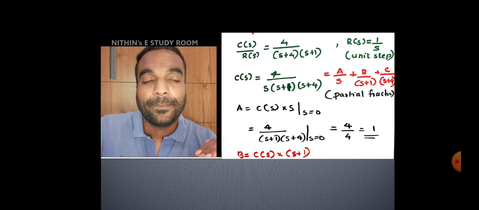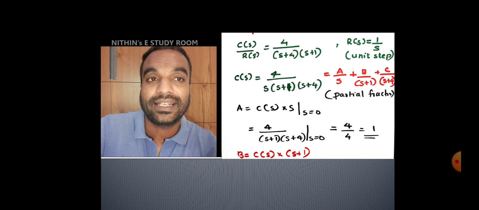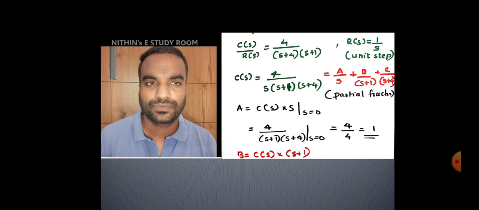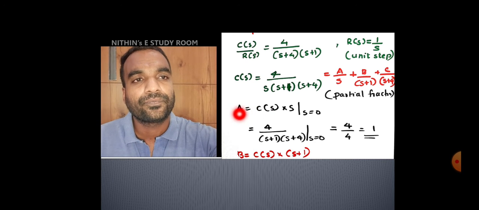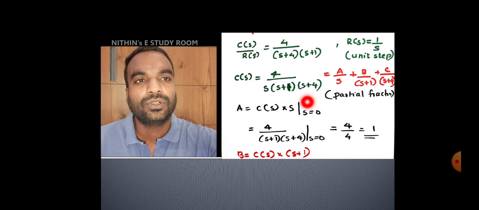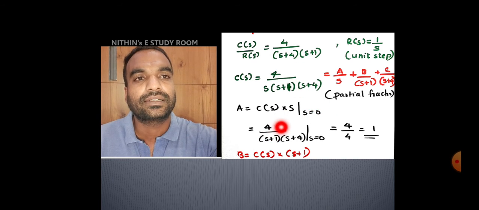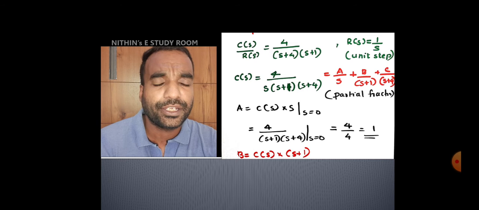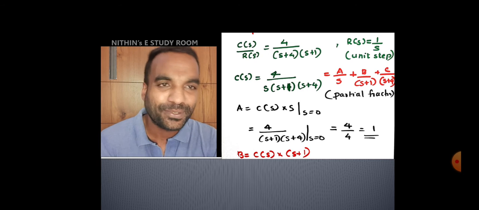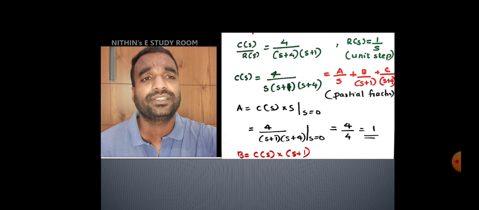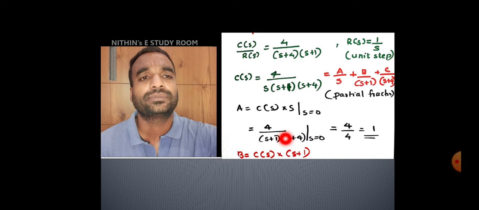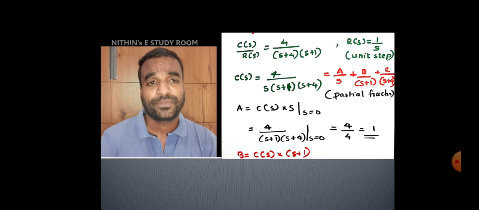For finding A, multiply A's denominator, that is s, with the entire C(s) and put s equal to 0. That's all. From now onwards, we will be doing it like that. So A equals C(s) into s, put s equal to 0. So 4 into s, and this s will get canceled. 4 by s plus 1 into s plus 4, and put s equal to 0. If you put s equal to 0 in this equation, what do we get? This s will become 0 and this s will become 0. Now it is 4 by 4, that is 1. So A is equal to 1.